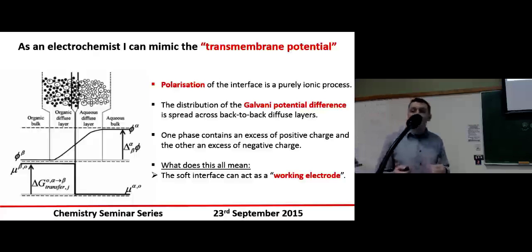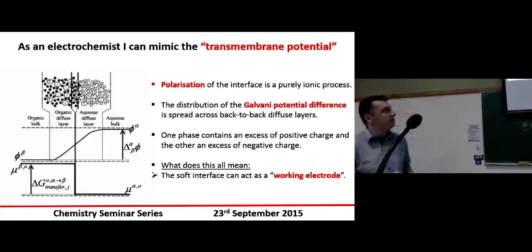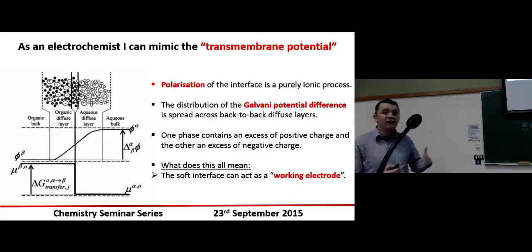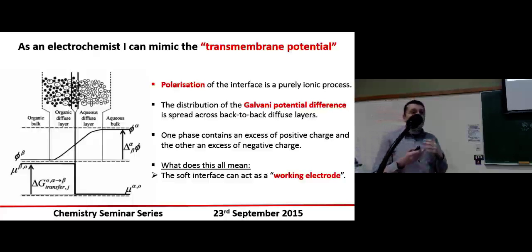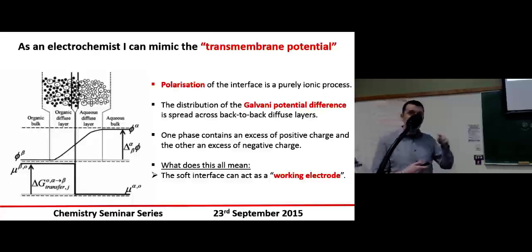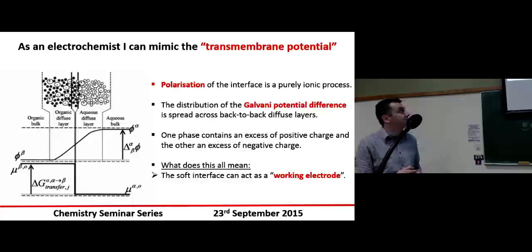And when that happens, I can see that signal using my electrochemical equipment in the lab. So this means that I actually use the liquid-liquid interface as a working electrode. A definition of a working electrode is the interface or the electrode at which the process of interest that you want to detect takes place. And in my case, that is the liquid-liquid interface. That's where the interesting thing in my experiment is going to happen.